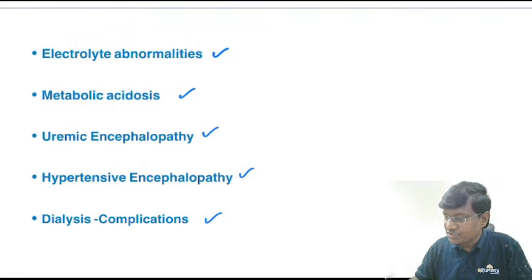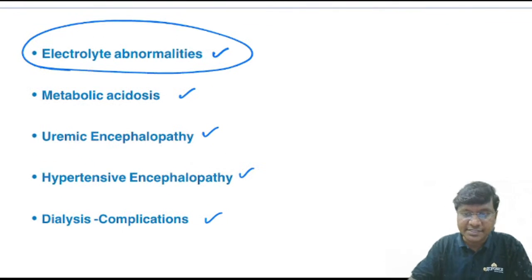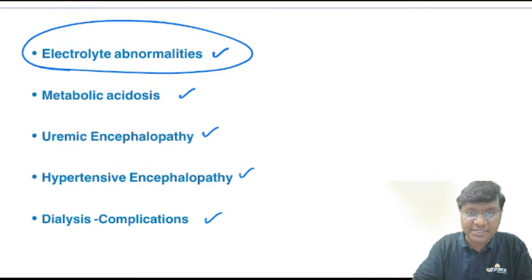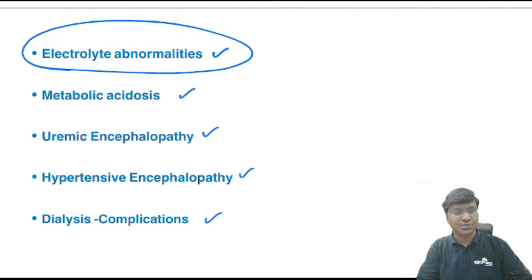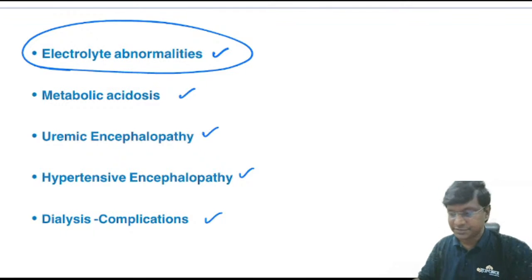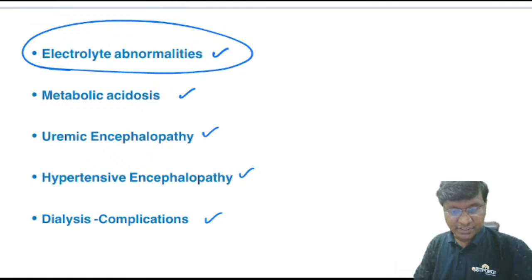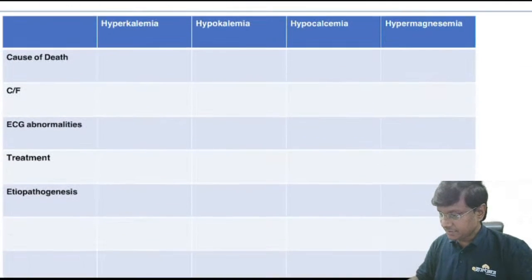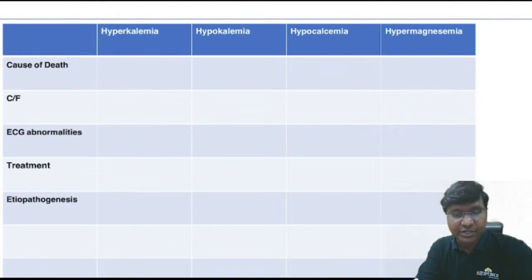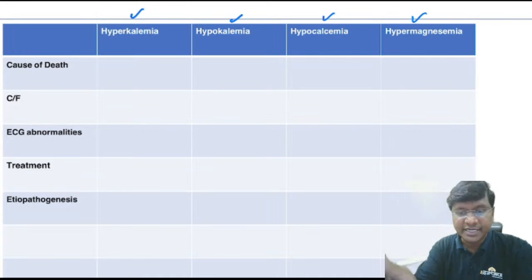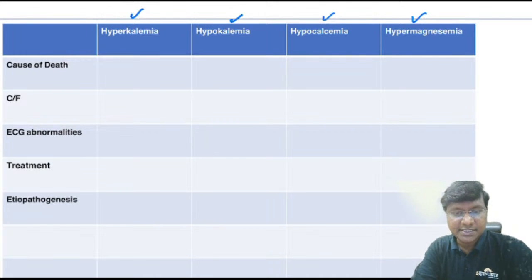Out of these, let me take up the first important thing, that is the electrolyte abnormalities. What are the various electrolyte abnormalities that a patient can present with to the casualty related to nephrology? Hello, everyone. Good evening. These are the various electrolyte abnormalities: hyperkalemia, hypokalemia, hypocalcemia, and hypermagnesemia. These are the electrolyte abnormalities that can be seen in renal failure patients.